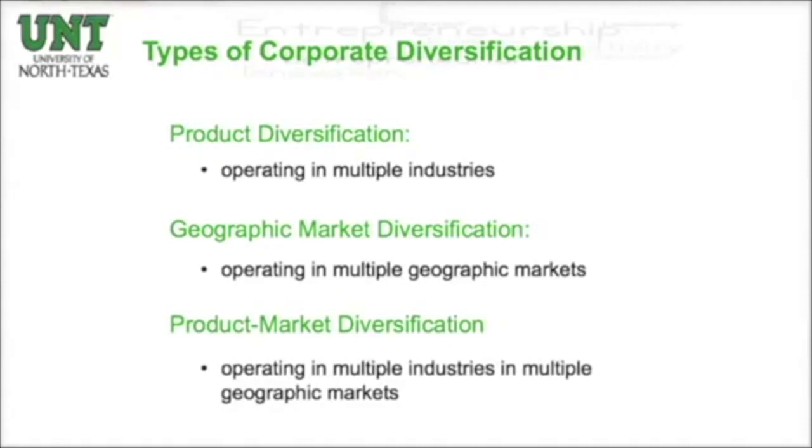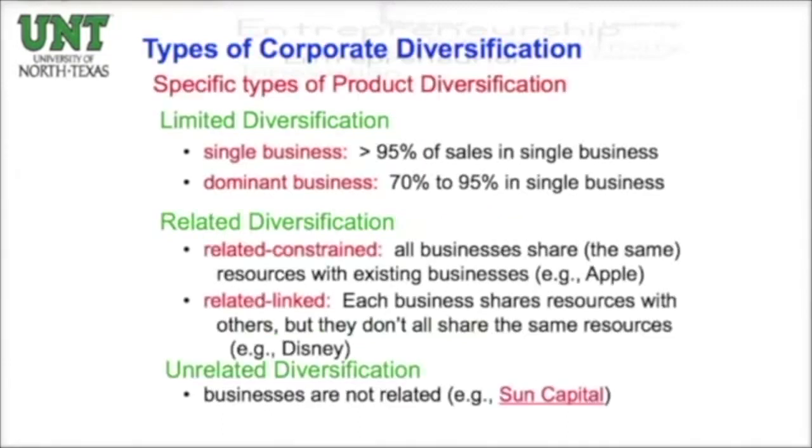You got geographic market diversification, and this would be entering, like I said, a new geographic market, whether that's international or just a new market that you haven't been into. That would be geographic market. And product market is when you do both at the same time. So let's talk a little bit more and break this down into several different categories. I want you to know the 5 different types of corporate diversification.